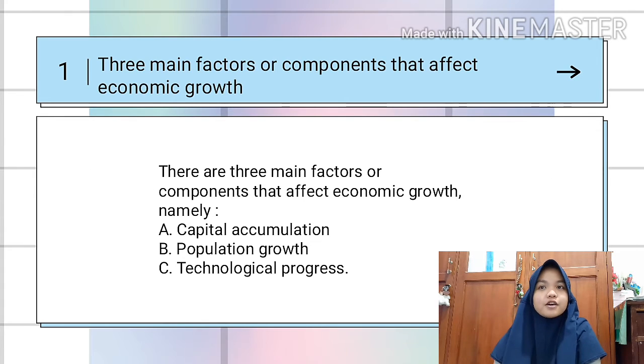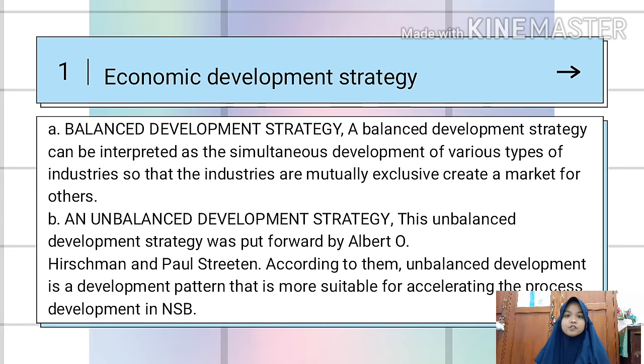Okay, there are three main factors or components that affect economic growth, namely A. Capital accumulation, B. Population growth, and C. Technological progress.